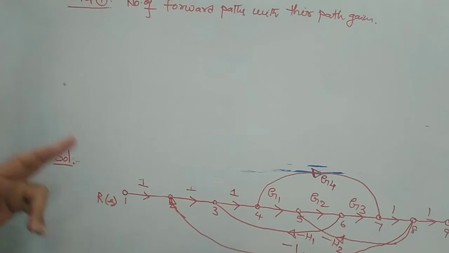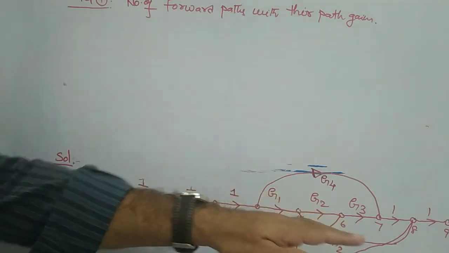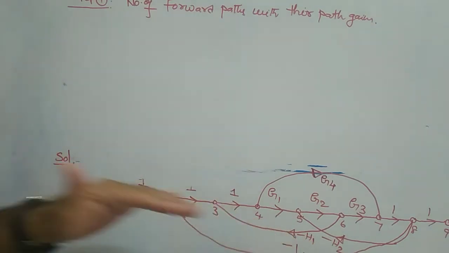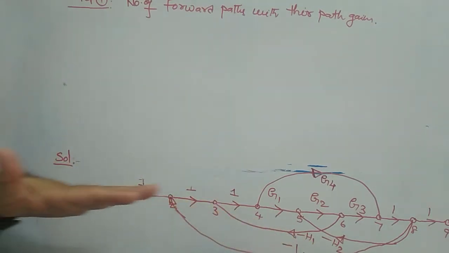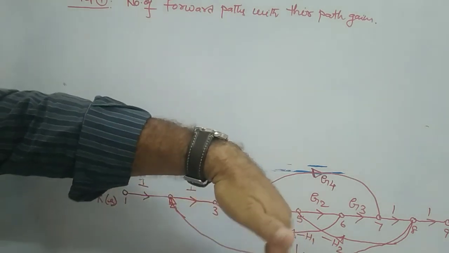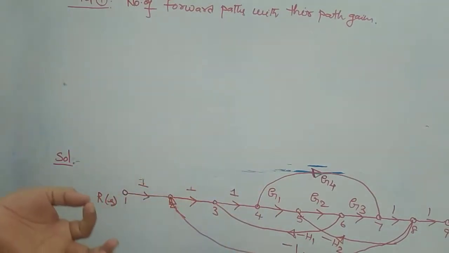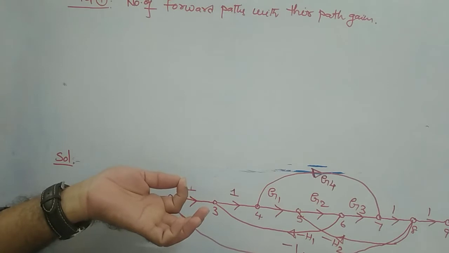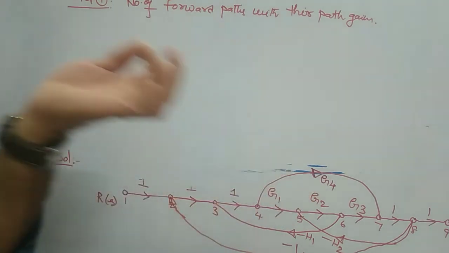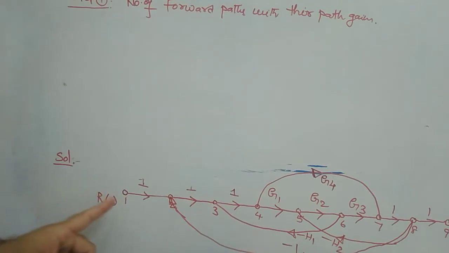Forward path is nothing but the path starting from the input R(S) and reaching towards C(S) in only one direction. In only one direction means in forward direction only. It has to go in forward direction, and it should not return, and it should not touch any other node twice. It should touch the particular nodes on that path one time only.